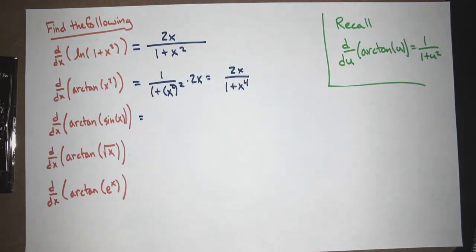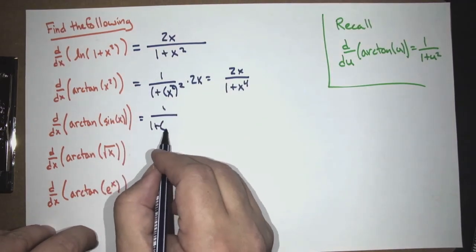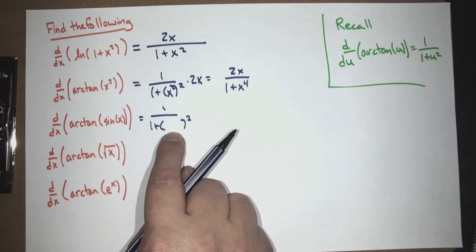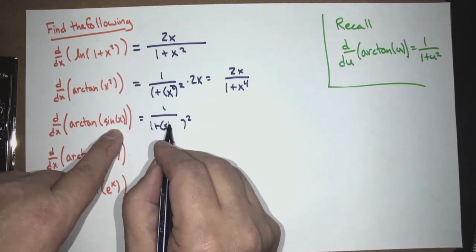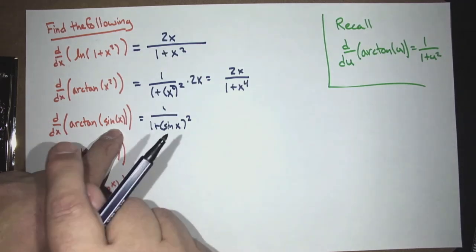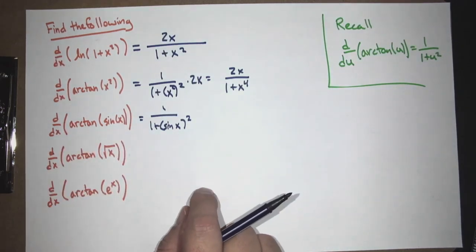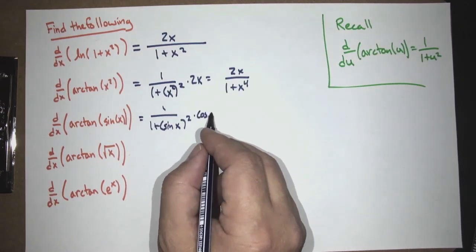Derivative of arctangent of sine of x. 1 over 1 plus something squared. What goes here? Sine of x, because that's the inside. Take the derivative, plug the inside in. We're doing chain rule, function inside function. Anything else? Times the derivative of the inside, which is cosine.